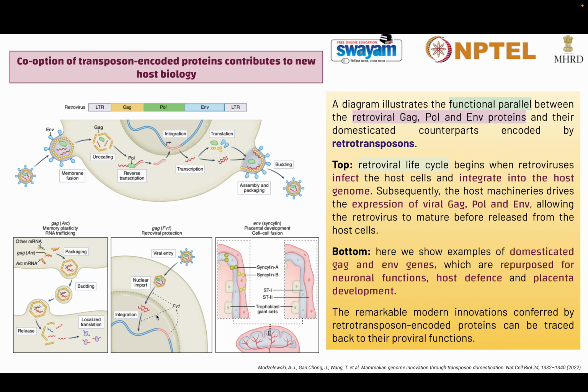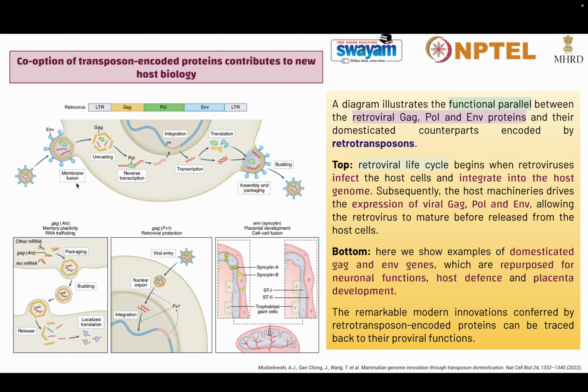And another thing which they have mentioned is that co-option of the transposon-encoded proteins contributes to new host biology. So when we say transposons, they can themselves code for different proteins. For example, here I've talked about the retrovirus, which contains the LTR, long terminal repeats, and these are the genes. Now this virus is bringing this particular genetic material, and it will get integrated into the host genome.